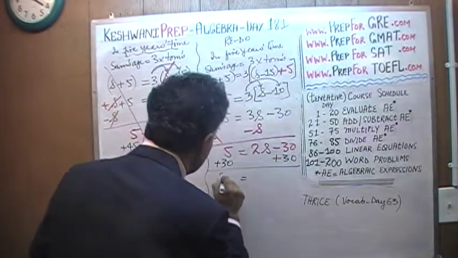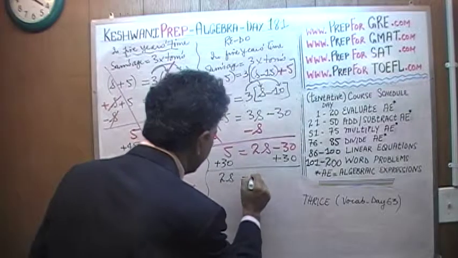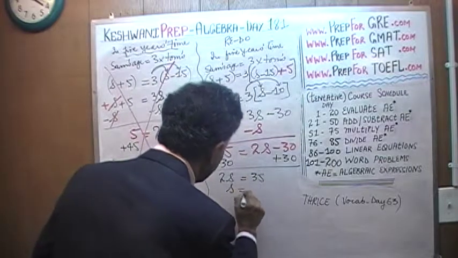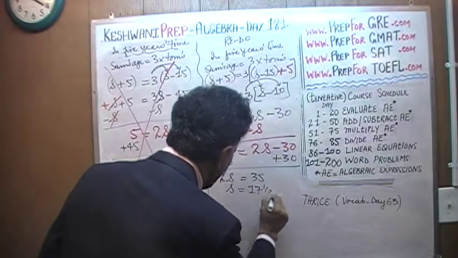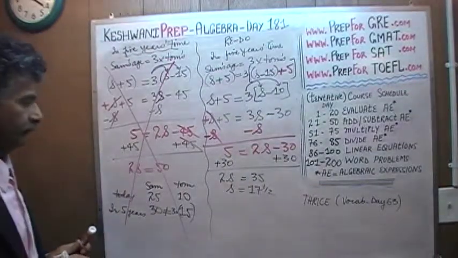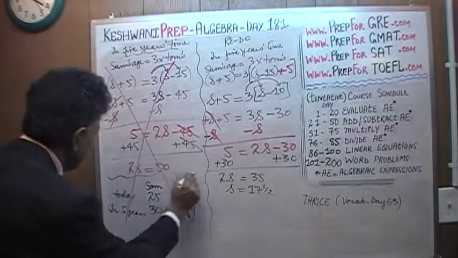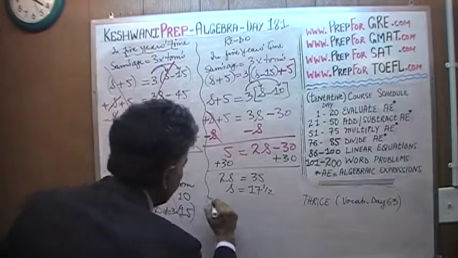And we'll end up with 2S equals 30 plus 5, which is 35. S equals 17 and a half. Now we're going to do the same thing that we did here, this part right here, I'm going to do it here and see if it makes sense.